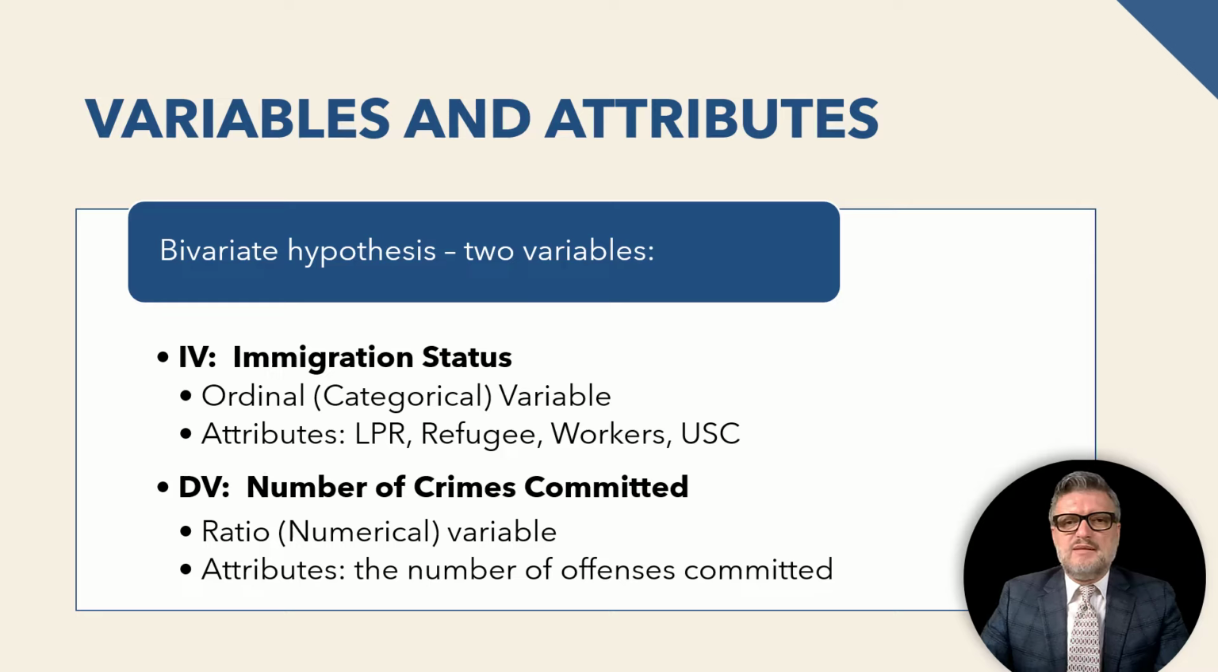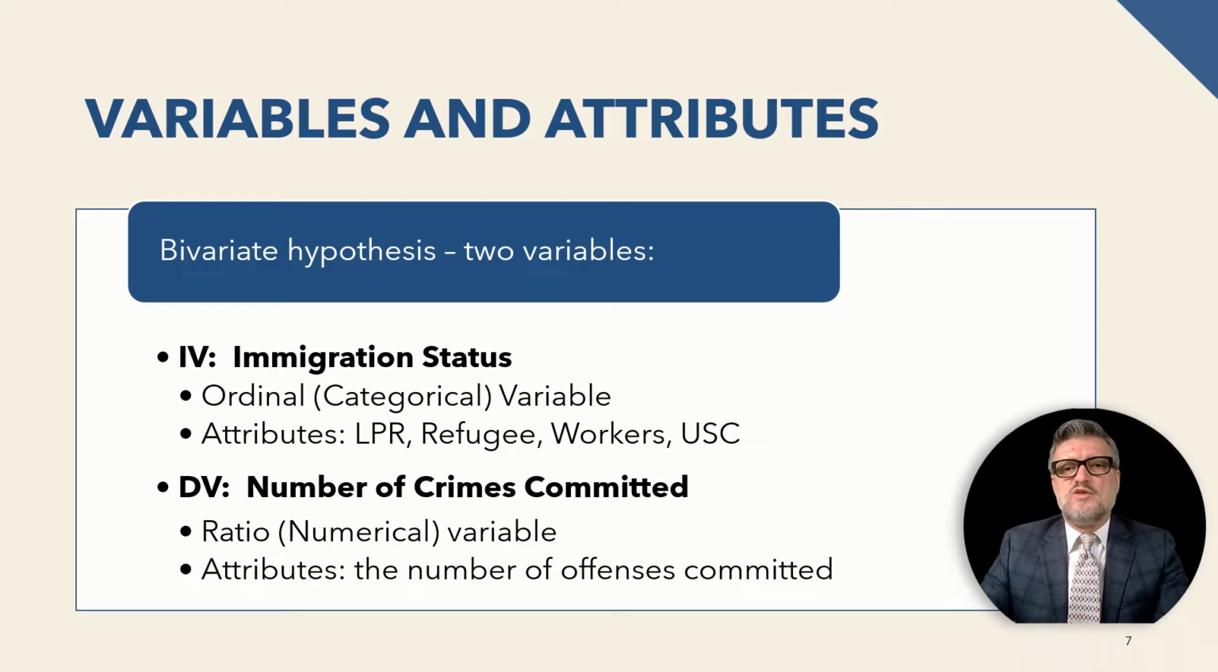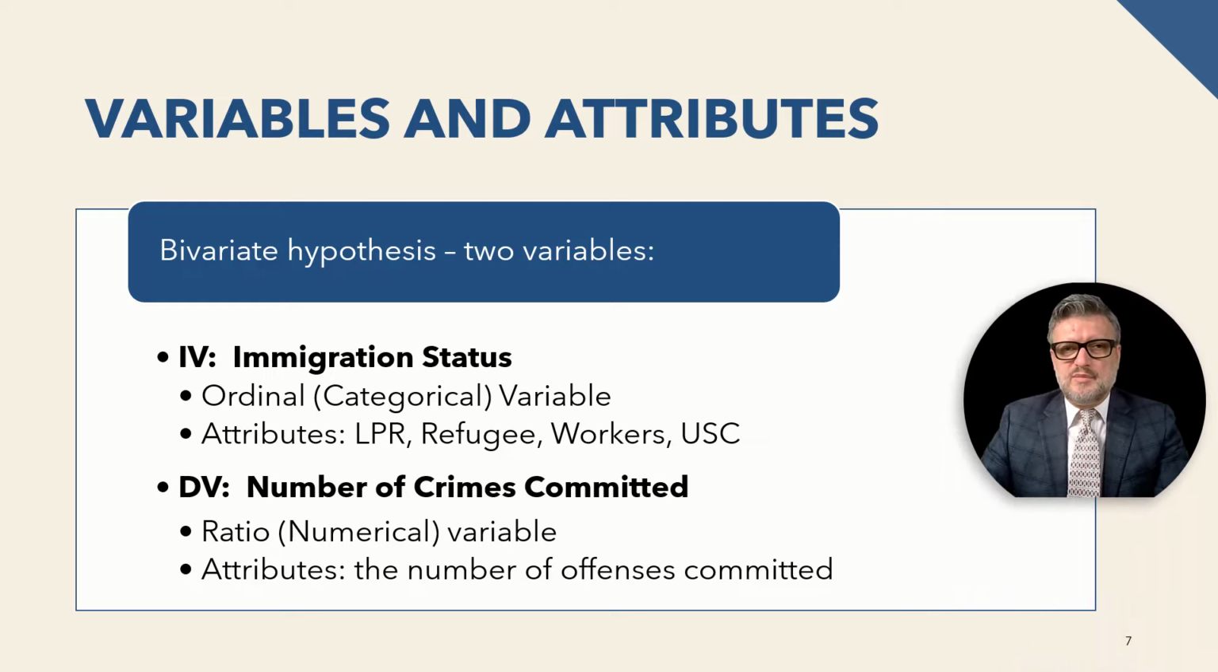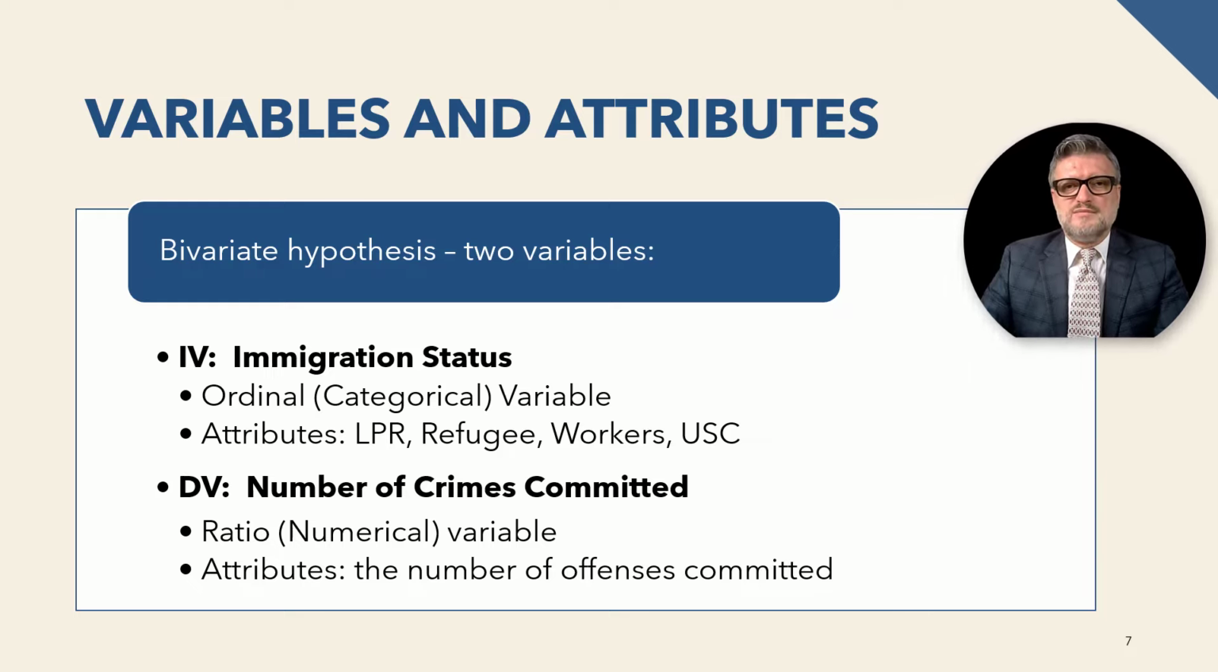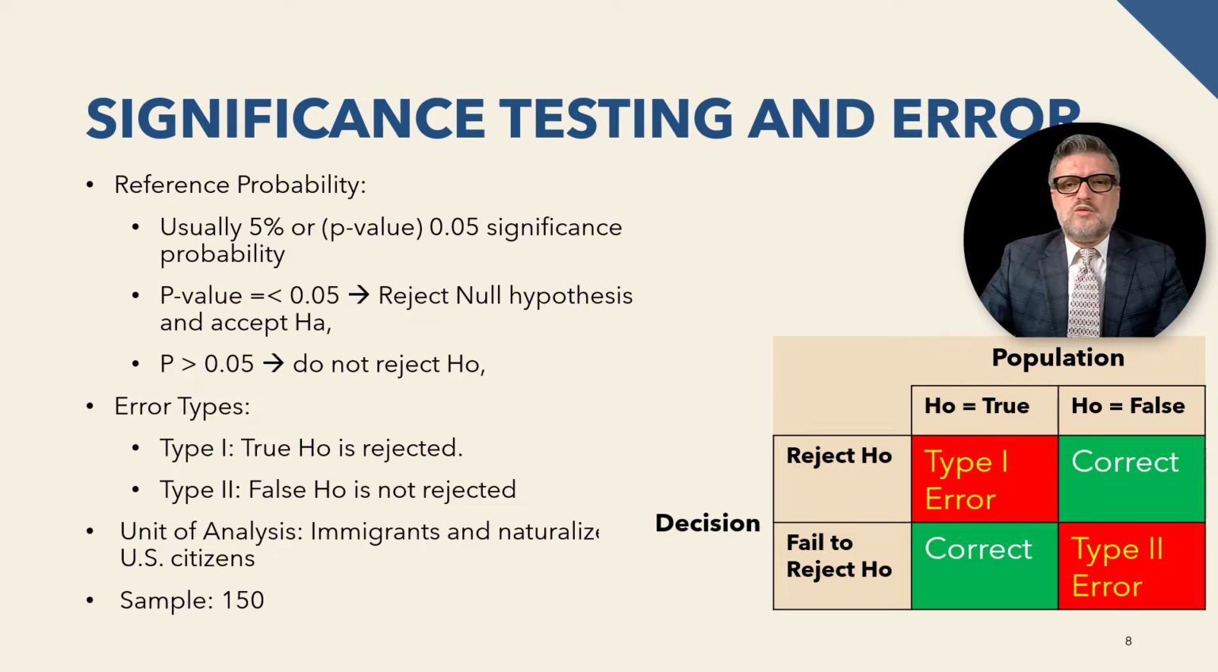As you can probably imagine, that categorical variable, immigration status, is most often than not the predictor or the independent variable, and the number of crimes is the outcome or the dependent variable. A few things before we move on to statistical testing of the hypotheses. Significance testing is a statistical method used to determine if the results of an experiment or study are likely to be due to chance or if they reflect a true effect. In this process, a null hypothesis is tested against the alternative hypotheses.